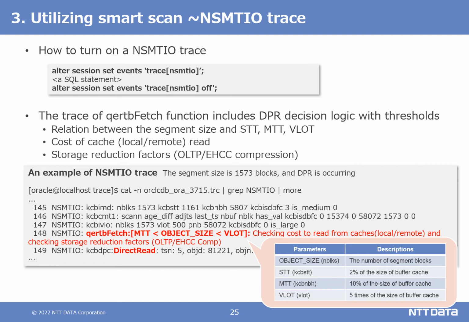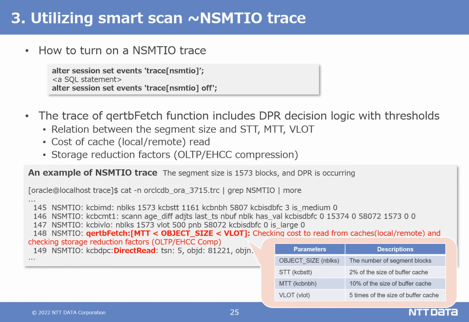If you look at the qertbFetch function just before the words direct read, you will find words such as MTT and VLOT. These are the thresholds, and you can understand that the object size is compared with the thresholds. As far as we tested in our environment of 19c Exadata X7-2, the threshold of STT is 2% of the size of the buffer cache, and MTT is 10%, and VLOT is 5 times the size of the buffer cache.